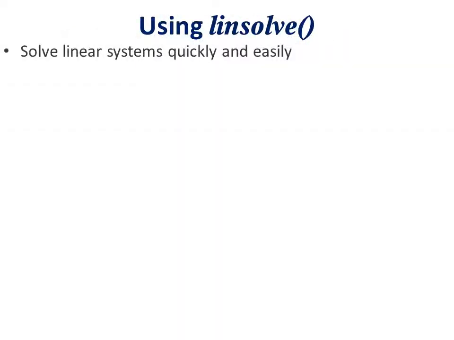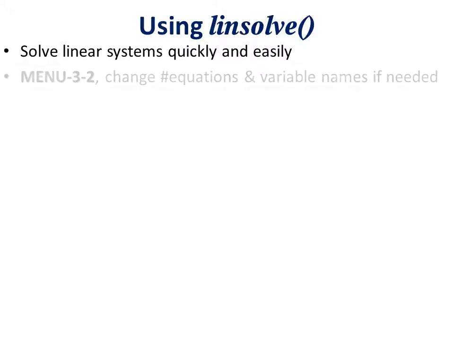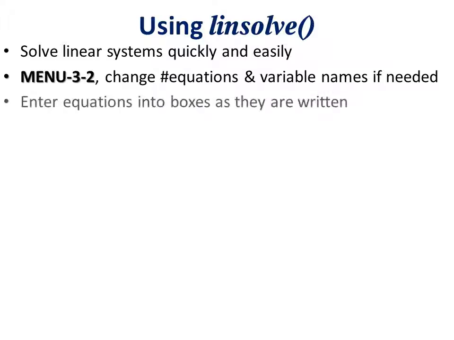A much quicker and easier way to do this is by using a function called linsolve. Now this is not something you type in. What you do is go to menu 3 and 2. A box is going to come up asking you how many equations you have and what your variable names are. It defaults to 2 equations and the variable names x and y. And if that's what you have in your problem, then you just go ahead and keep that, press OK. Otherwise, you can change it as needed.